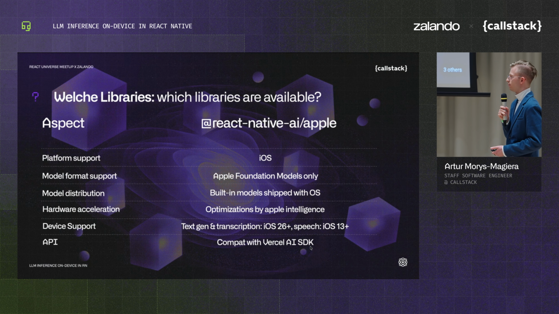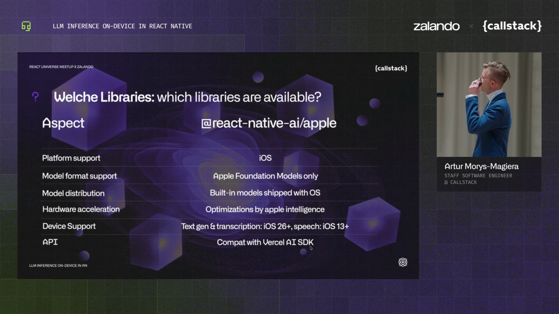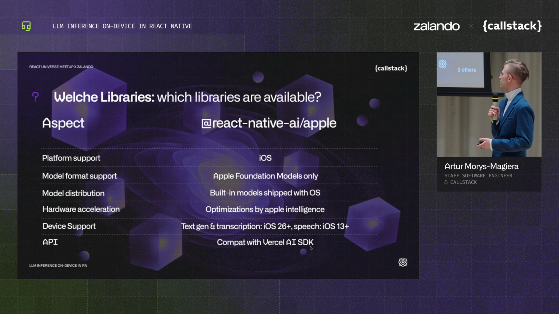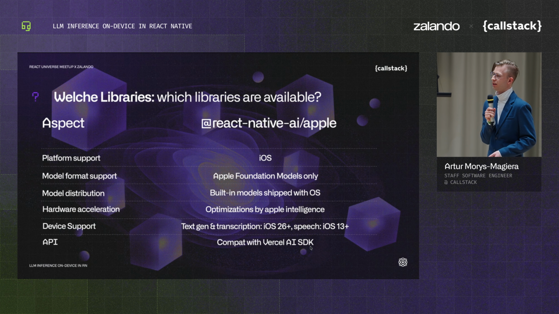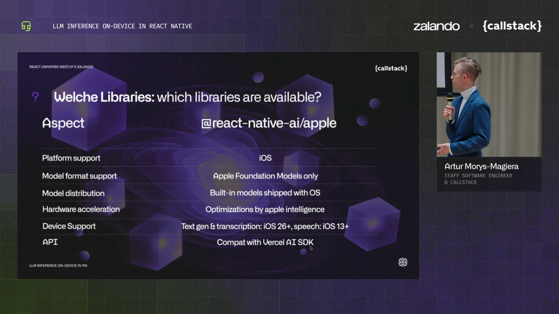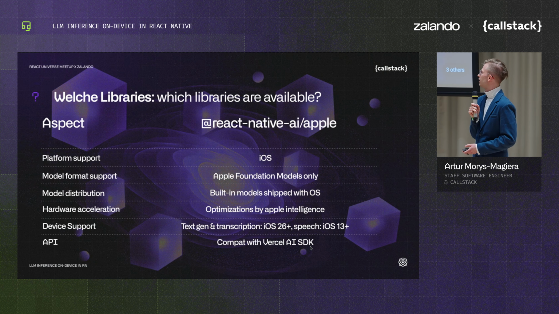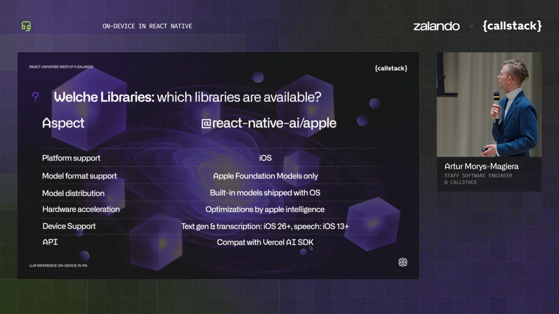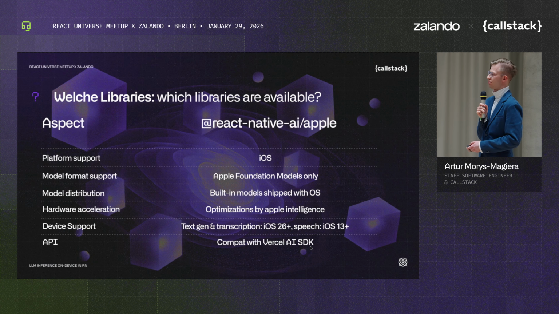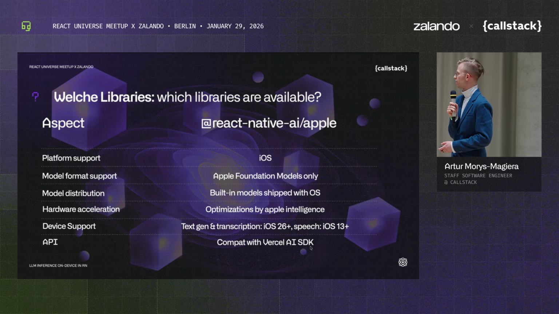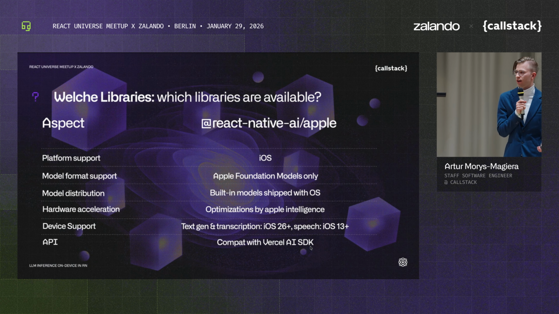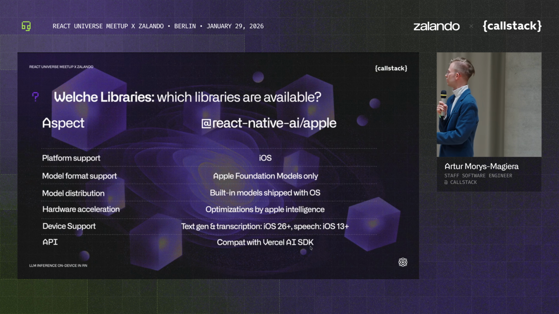So let's take a look at React Native AI Apple at first. We have platform support only for iOS, which is natural because this library depends on Apple Intelligence, which is iOS only. It allows you to run the Apple Foundation models only, again. These models are shipped with the OS, which is the key difference between this library and all the former ones, because with the former ones, you need to take into account that you need to grab at least 3-5 gigabytes of the user's memory. Here you don't.